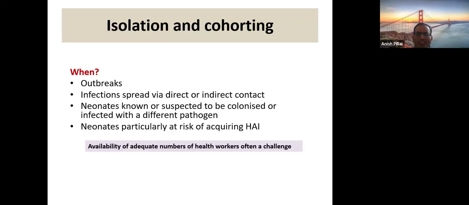When do you need isolation? So isolation is normally not needed in the NICU unless there is an outbreak or unless there is a bacteria that is not common to the unit and there are preterm babies nearby. If you are worried that there is some chance of droplet spread, so if there is a neonate exposed to chickenpox, that would definitely need isolation.